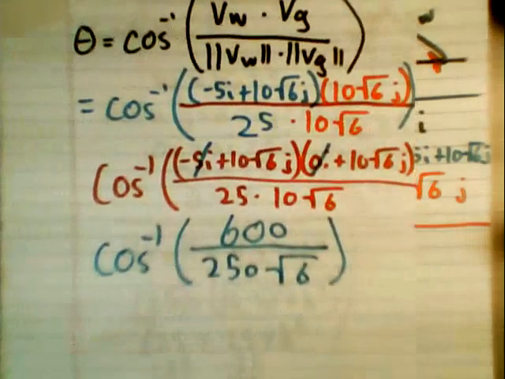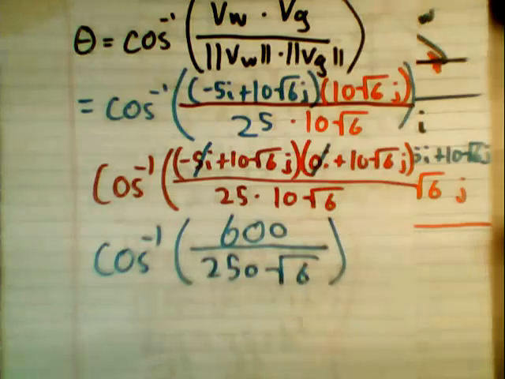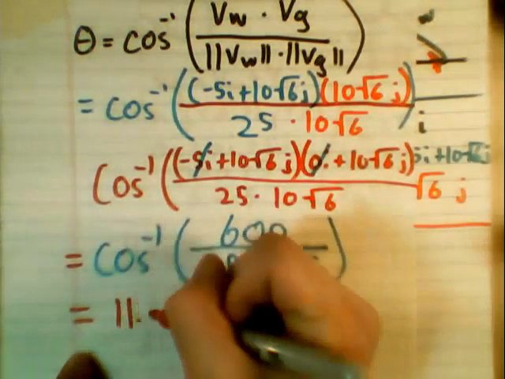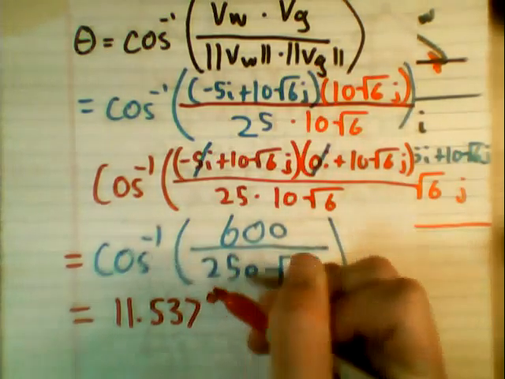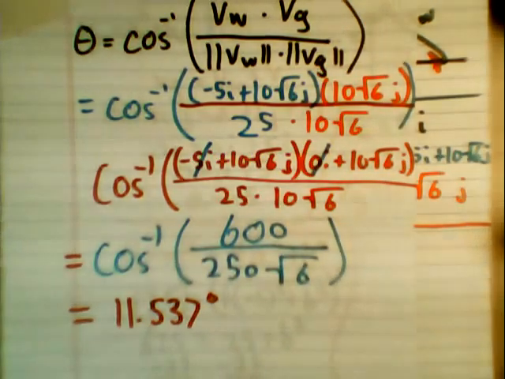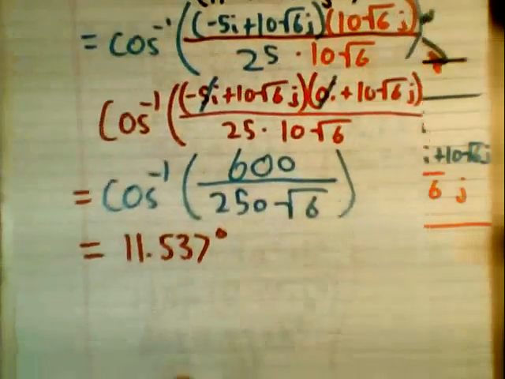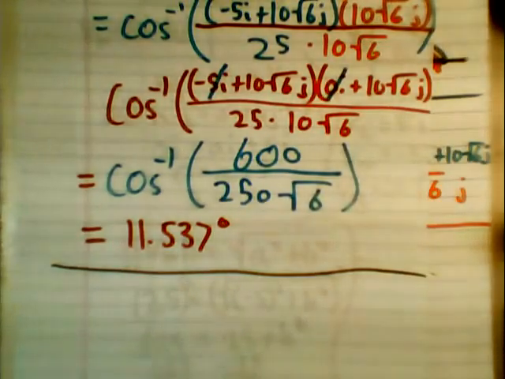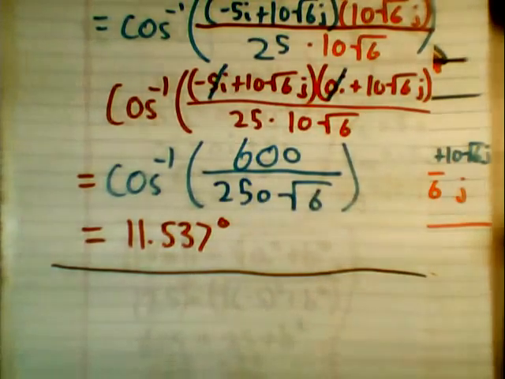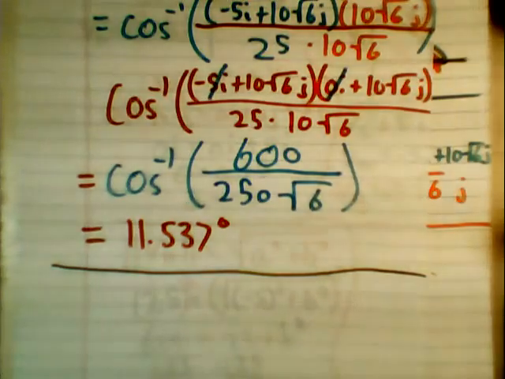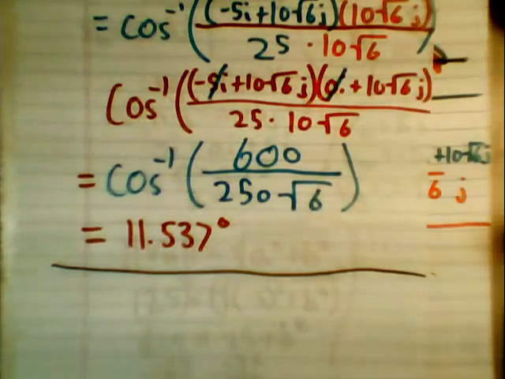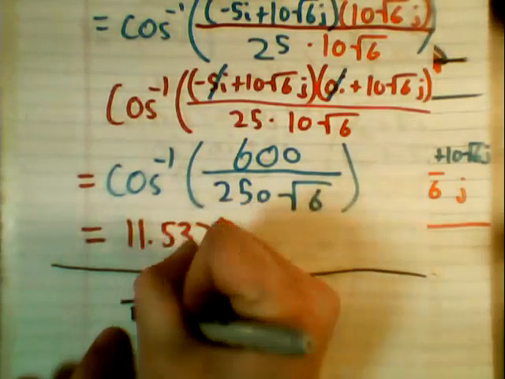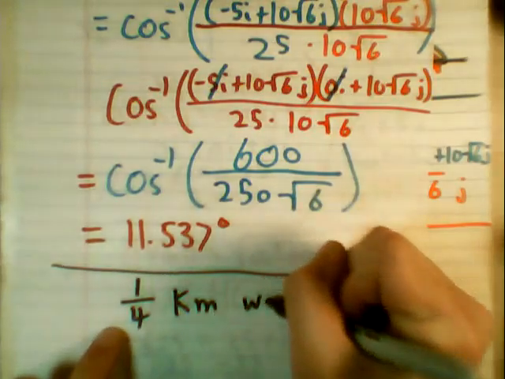Now go ahead and type that in your calculator, and what do you get? Well, when I did it, I got that theta equaled 11.537 degrees. Now make sure to round it however it wants, but that's the angle. Lastly, the problem asked us to find how long it would take to cross the river, assuming that the river is such value wide. So in my circumstance, the river is 1/4 kilometers wide.